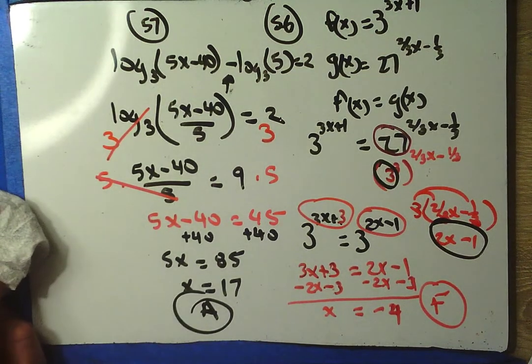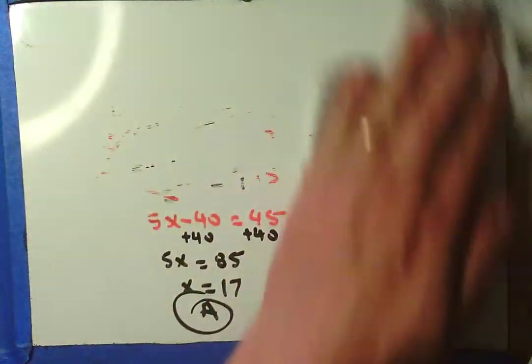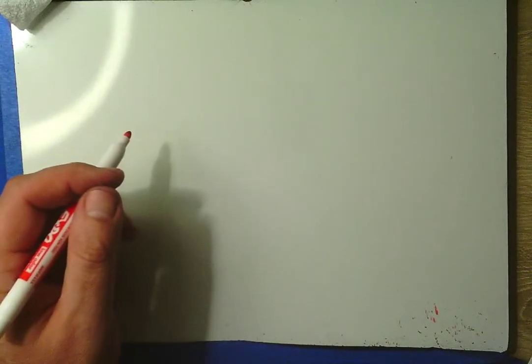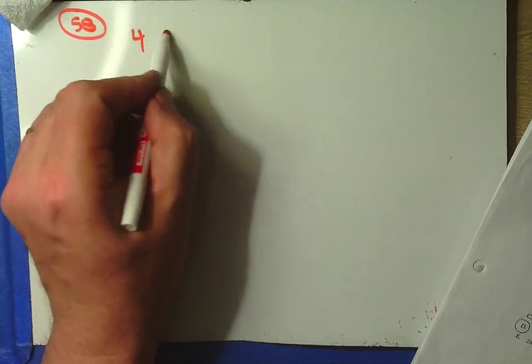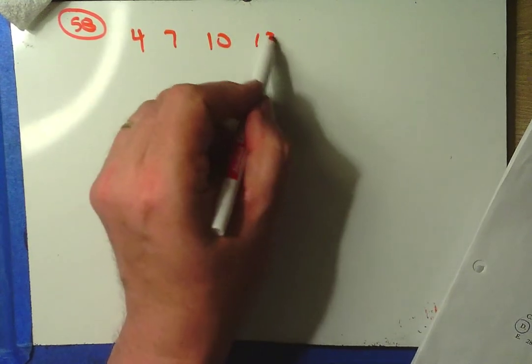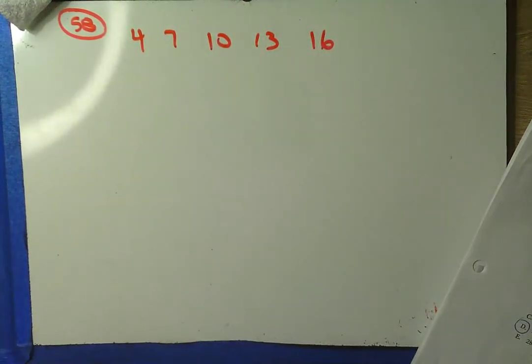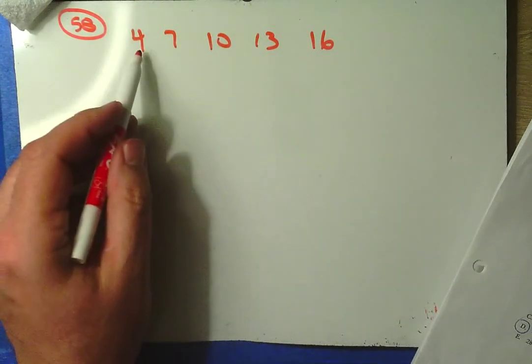Okay, what about 58? The finite arithmetic sequence has 5 terms. The first term is 4. What is the difference between the mean and the median? Well, an arithmetic sequence goes up by the same amount or down by the same amount each time. So let's say we go up by 3 each time. So 4, 7, 10, 13, 16. So this would be a sample of a 5-term finite arithmetic sequence whose first term is 4.